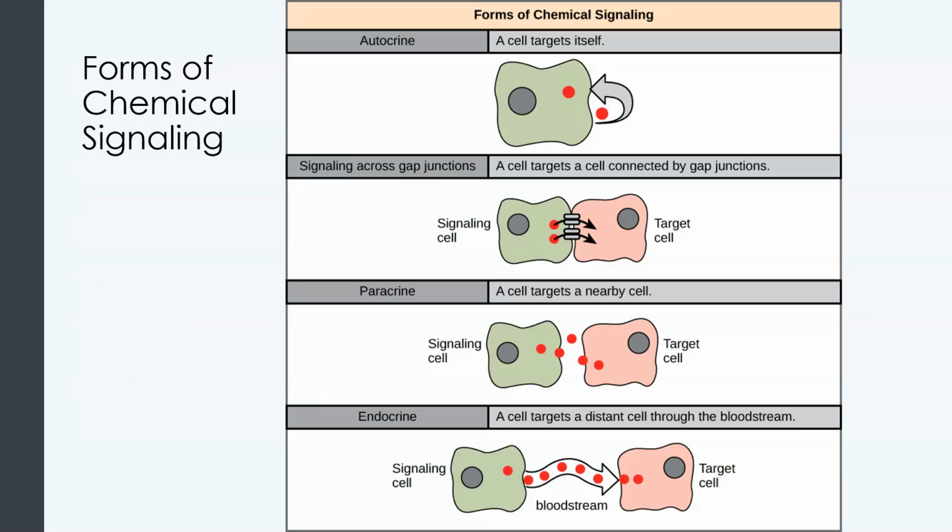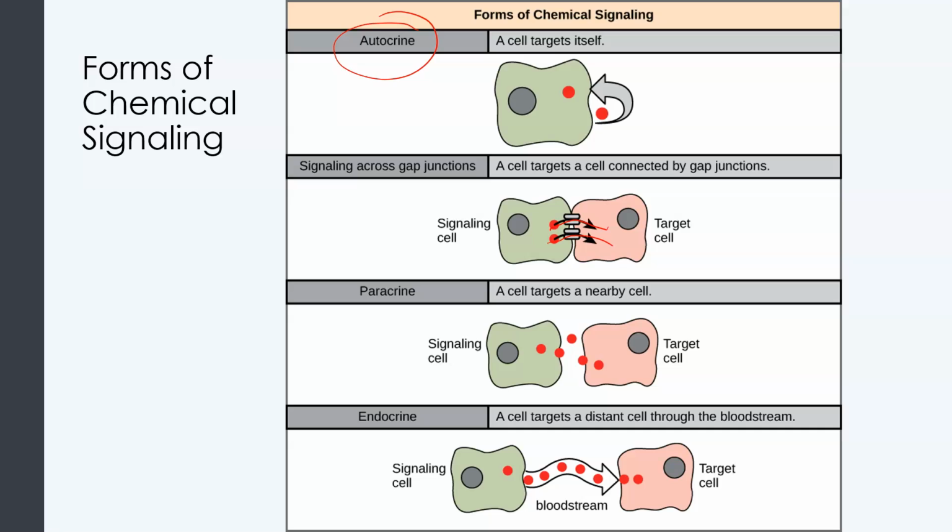Here are four forms of chemical signaling. There's autocrine, which means the cell signals itself. So the target cell is actually the signaling cell. There's also gap junctions. That is when a cell targets a cell that it's connected to by connections called gap junctions. And these gap junctions connect the two cells to each other, but they allow for certain molecules, normally certain types of ions, to pass through.